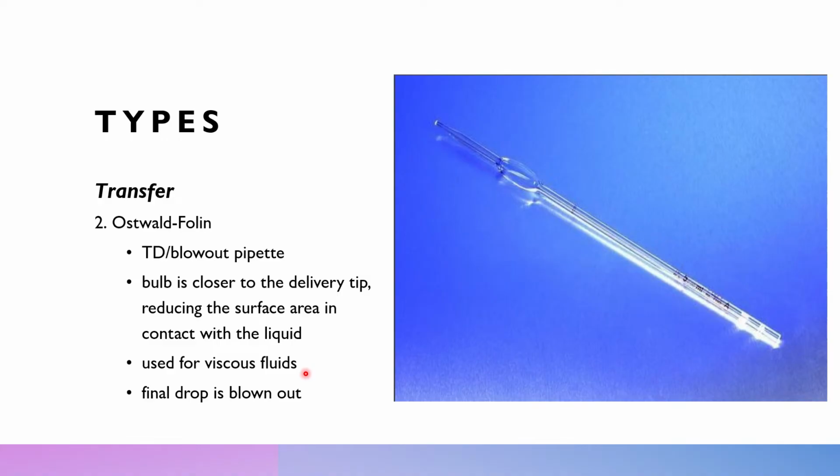The volumetric pipette a while ago is for non-viscous fluid, while the Ostwald-Folin pipette is for viscous fluids. And also, the final drop is blown out compared to that of the volumetric pipette, where the small amount left on the tip should not be blown out.